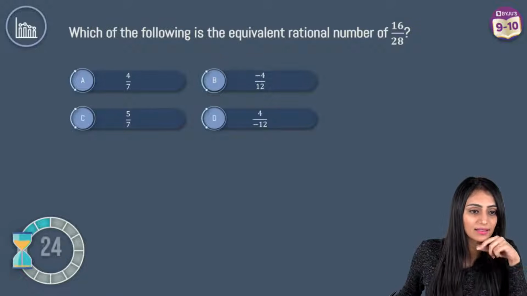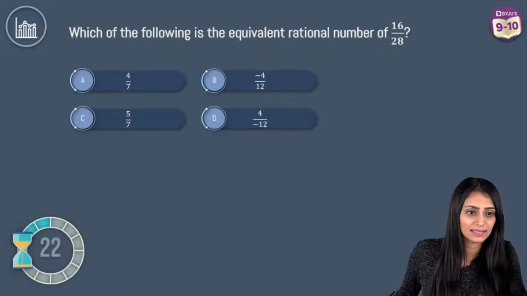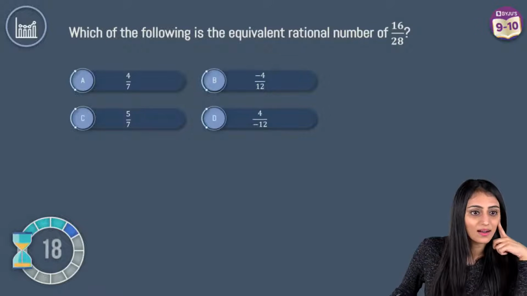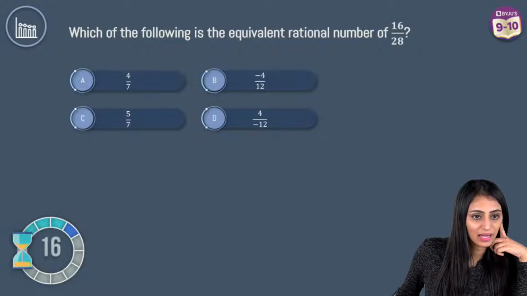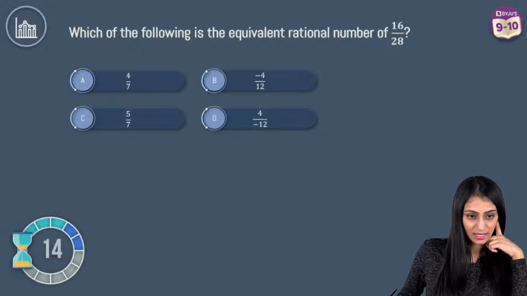Yes, Shivansh, that's right. You can pick more examples like this. Mesh is the first one to reply: 4 by 7 is the answer.